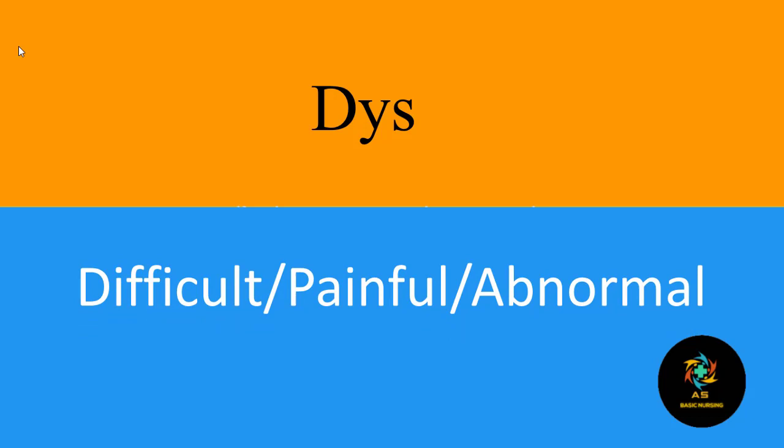Our next prefix test word is dis, meaning difficult or painful or abnormal. I guess you had it right. Example, we have dysphagia, meaning difficulty swallowing, or dysmenorrhea, meaning painful menstruation.